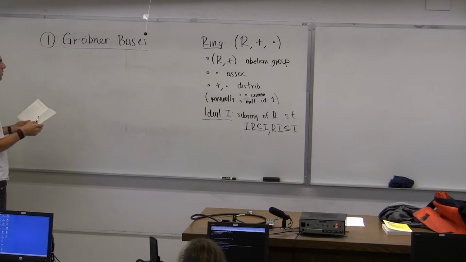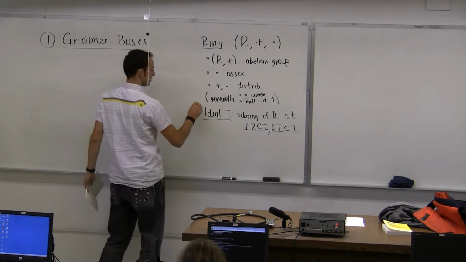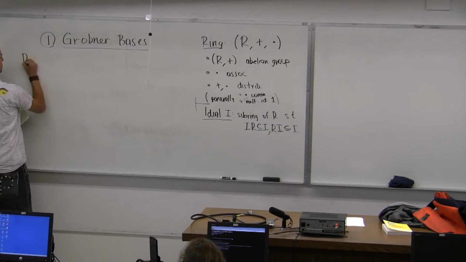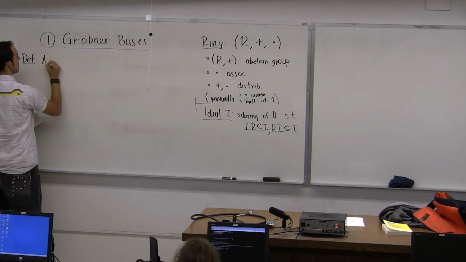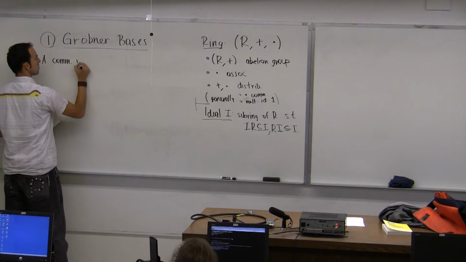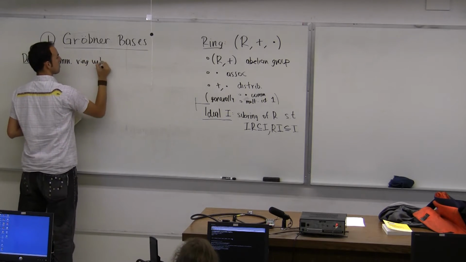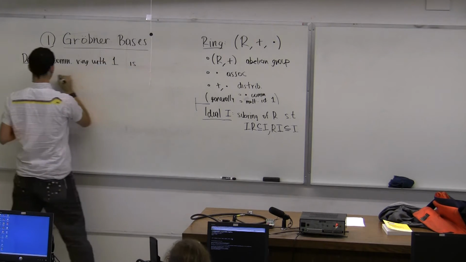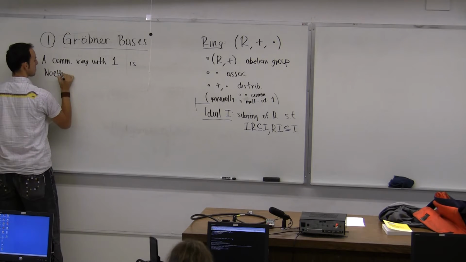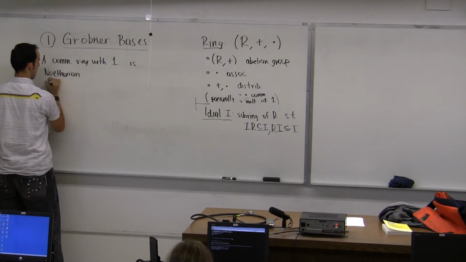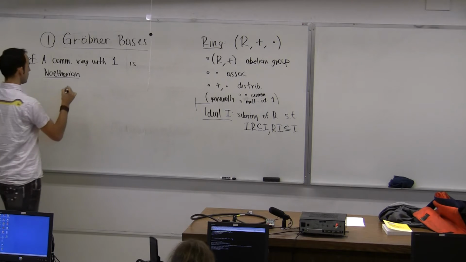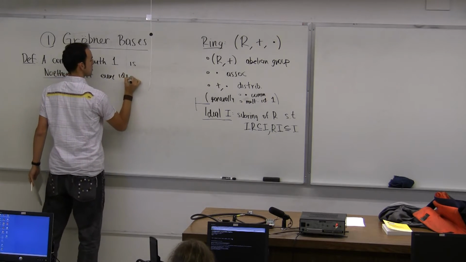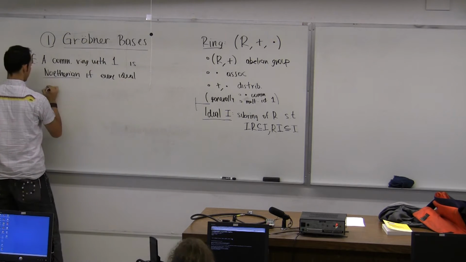Okay, so these were two old definitions, and so let me give you a new definition. Definition: a commutative ring with a 1 is Noetherian if every ideal is finitely generated.